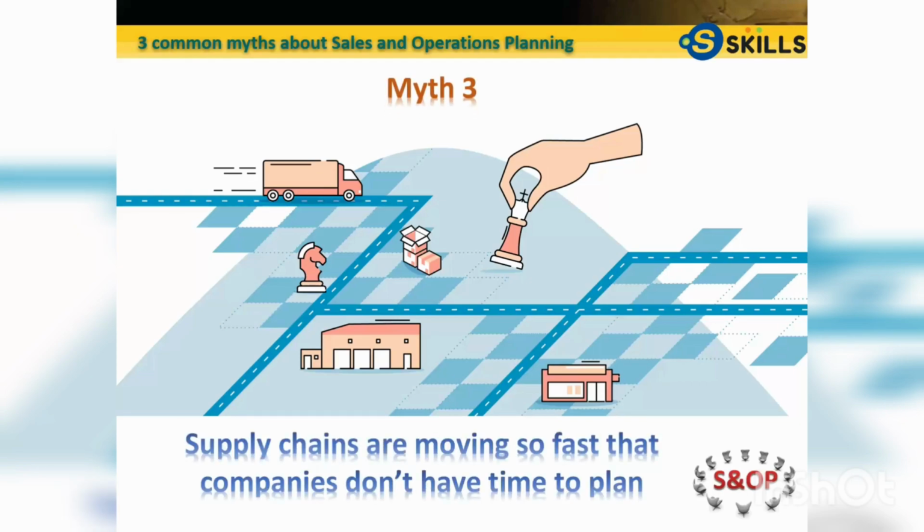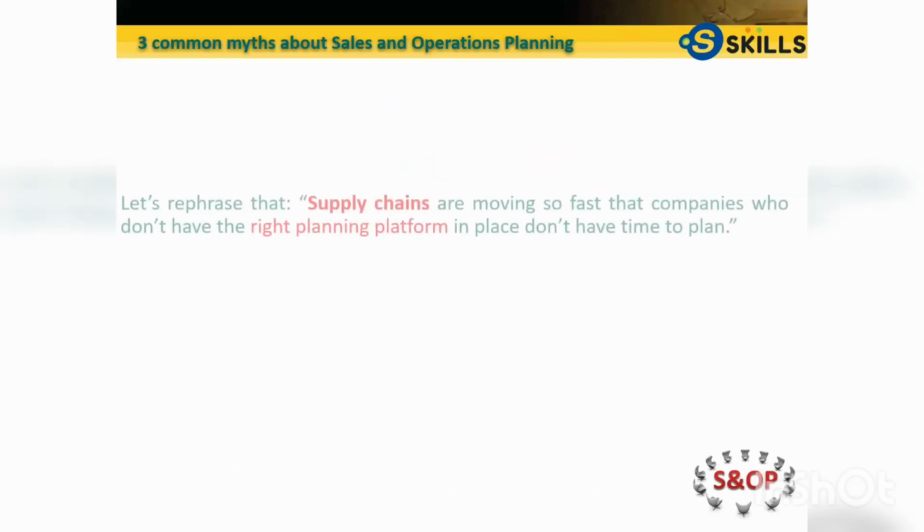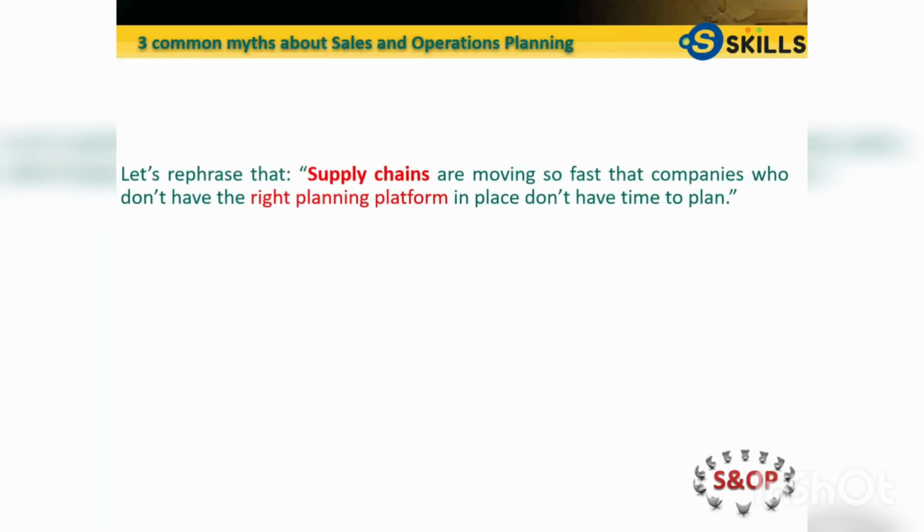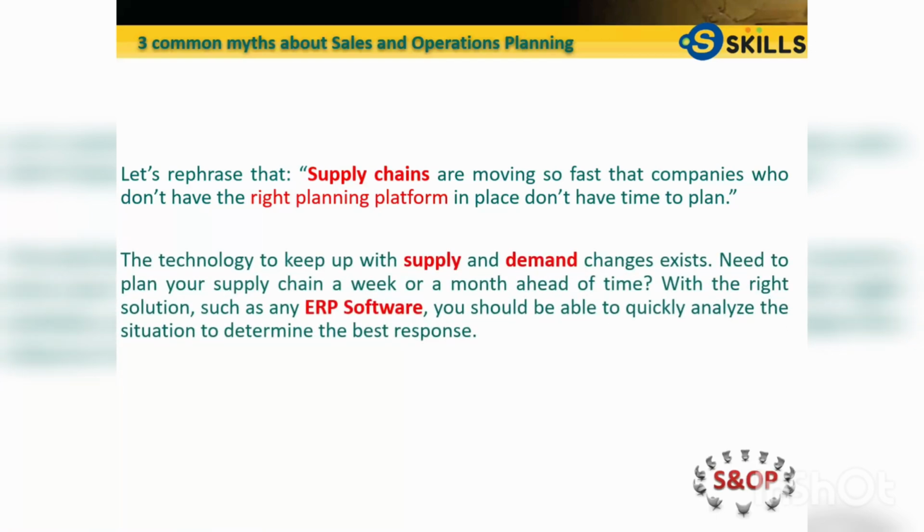Myth 3. Supply chains are moving so fast that companies don't have time to plan. Let's rephrase that. Supply chains are moving so fast that companies who don't have the right planning platform in place don't have time to plan. The technology to keep up with supply and demand changes exists. You need to plan your supply chain a week or a month ahead of time. With the right solution, such as any ERP software, you should be able to quickly analyze the situation to determine the best response.